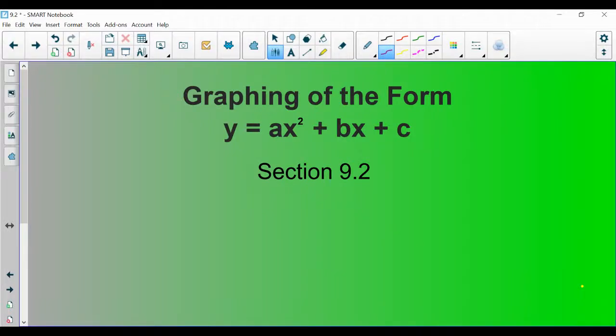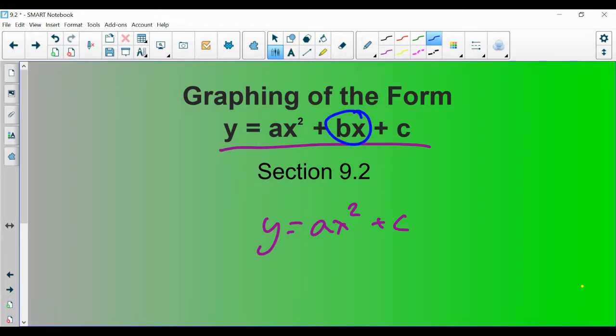Hello, algebra students. This is a lecture on graphing of the form y equals ax squared plus bx plus c. This is section 9.2. If you recall the previous section, section 9.1, was graphing of the form y equals ax squared plus c. The difference between what we're doing today and what we did last time is that now we are going to start to incorporate a b term in our quadratics.